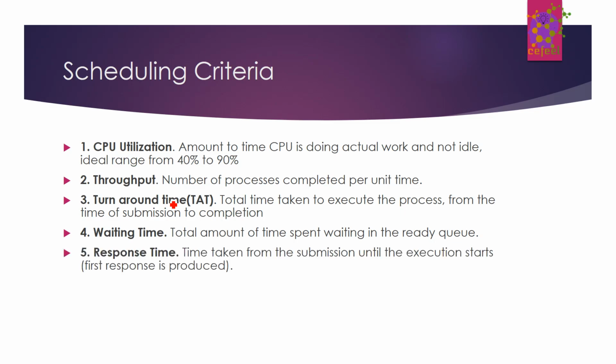Another important criteria of scheduling is the response time, which means how much time it actually took for the process to start its first line of execution. So basically, from the time the process arrived in the ready queue to the first time it is scheduled on the CPU, or the first response is produced. This is also an important point, because we want to reduce response time as much as possible.